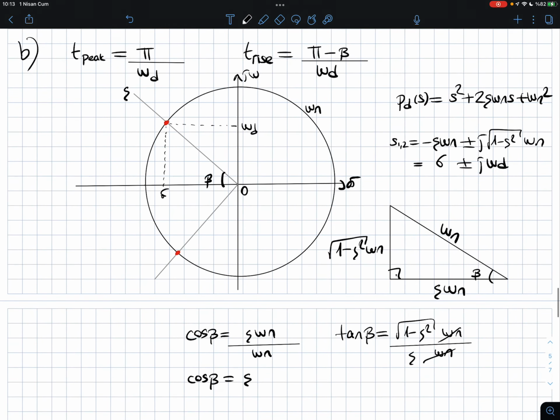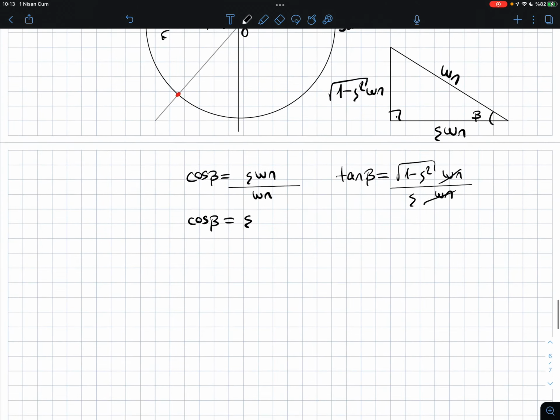Now, here we have pi divided by omega d, and we know what the peak time is, and we know what the rise time is. So we can find out what beta and omega d should be. If we know what beta and omega d are, we can use these relations here in order to come up with zeta and omega n in the practical sense that we use most of the time.